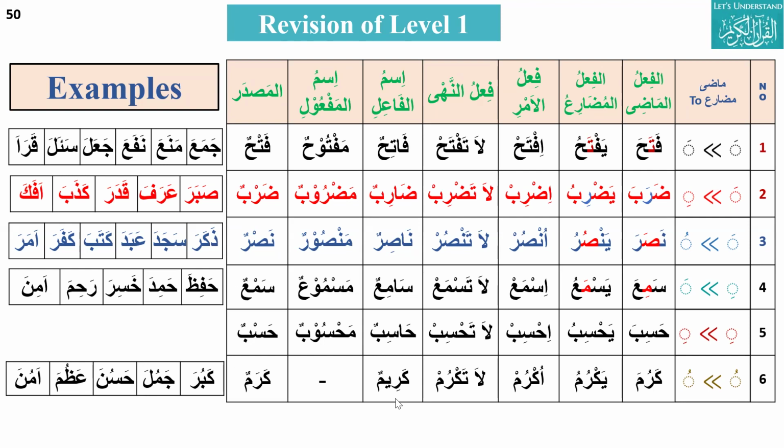Ism fa'il: Jamilun, Jamiluna, Jamilina. By pattern the plural is okay, but it is never used, not even in Arabic. So Jumala is the better word. Jamilun, Jumala, Karimun, Kurama. There is no maf'ul. So what is the masdar? Jamal. Okay, what is Ajmal, by the way?